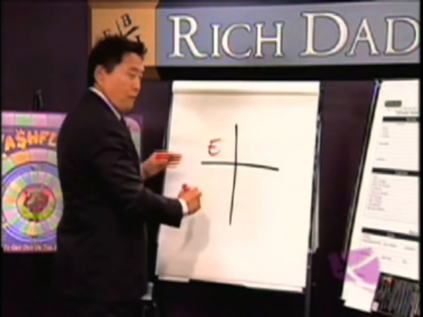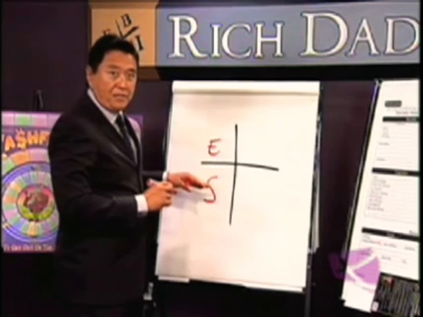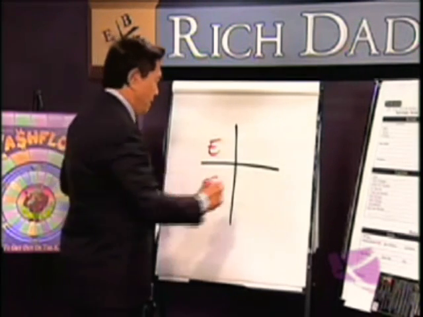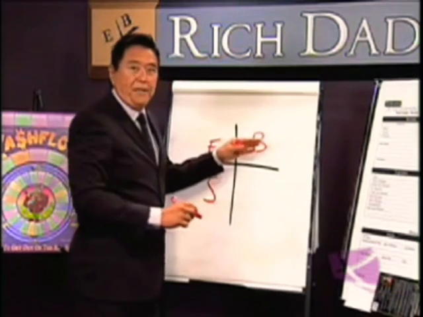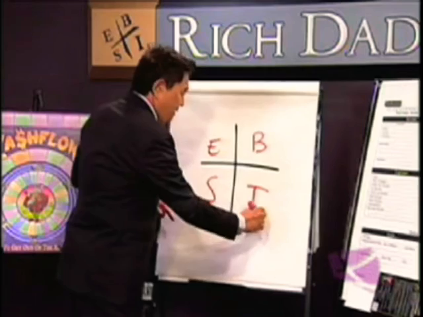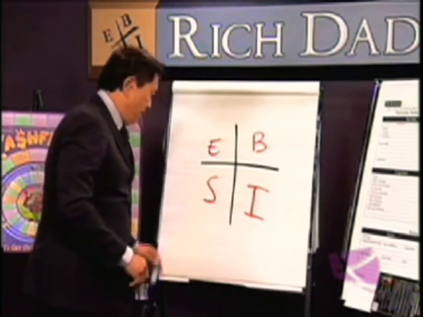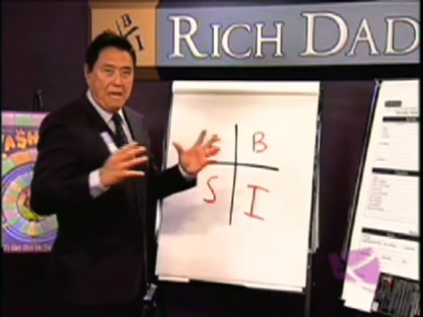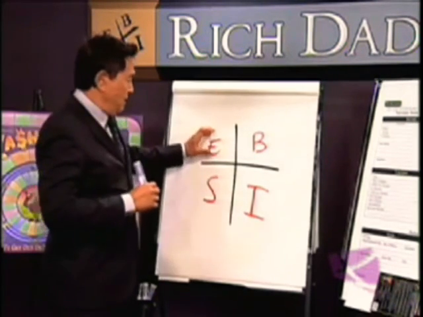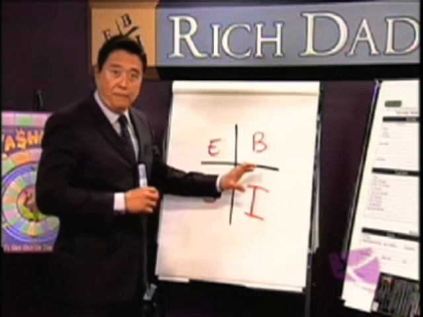E stands for employee. S stands for small business, specialist, or solo artist, basically. B stands for big business, 500 employees or more, and I stands for investor. As a young man, my rich dad always pounded into my head that we see the world from different points of view. These people see it from this world, and these guys see it differently.